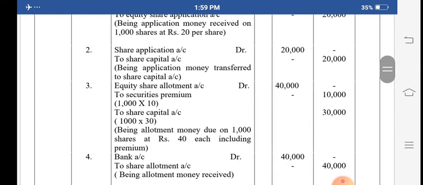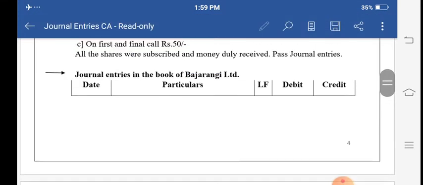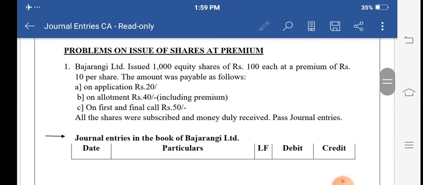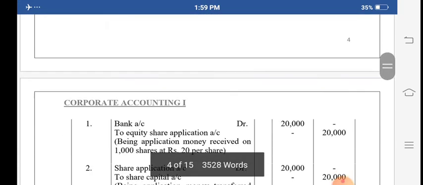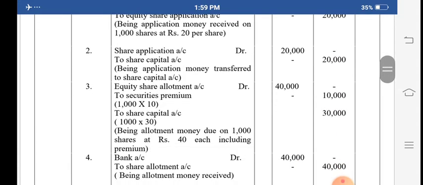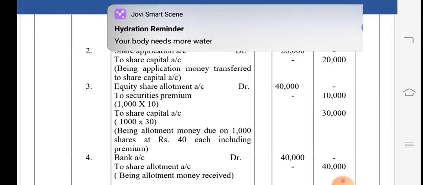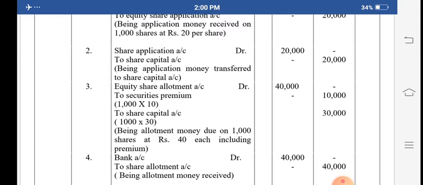Okay, so now see, equity share allotment account debit rupees 40,000. How did the 40,000 come? This 40 rupees is the allotment, and how many shares are there? 1000 shares. So 40 into 1000 is 40,000. To securities premium, how many rupees are added in that value? 10 rupees added. So 1000 into 10 is 10,000 credit, and to share capital account credit rupees 30,000. How is it 30,000? While allotment they are receiving rupees 30, so 30 into 1000 is 30,000. So like this you have to pass the journal entries related to the allotment.